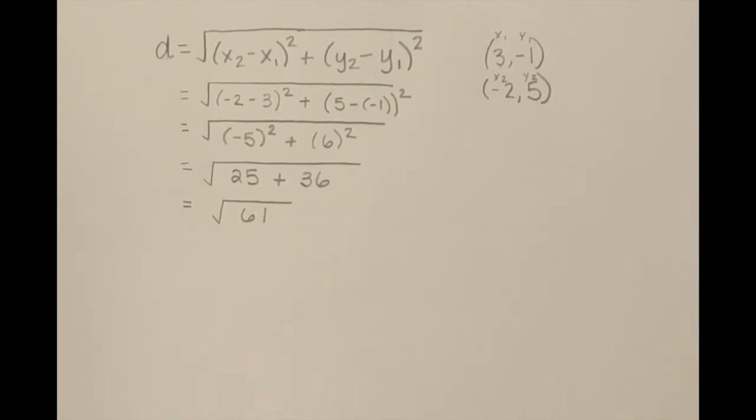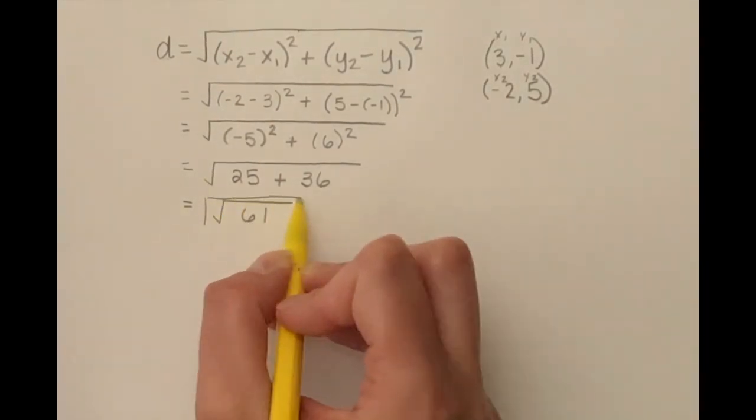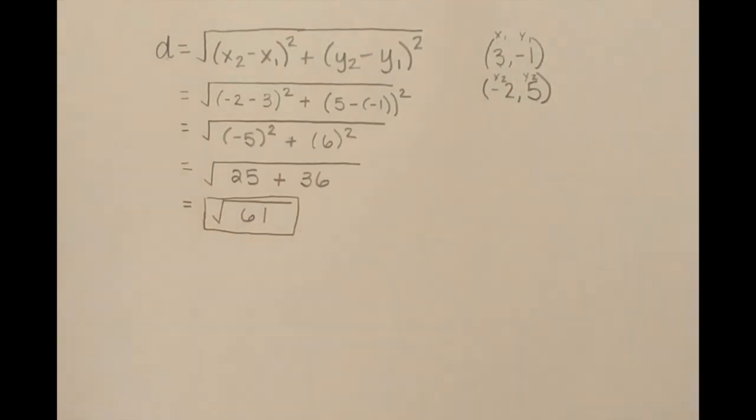We got there. When you get here, it depends on what the directions are asking, but we have 2 options. We can always leave it as a radical and make sure that the radical is simplified completely. When we look at radical 61, we do know that there are no perfect square factors that are going to go into that, so we're going to leave it like that. This would be an acceptable answer.